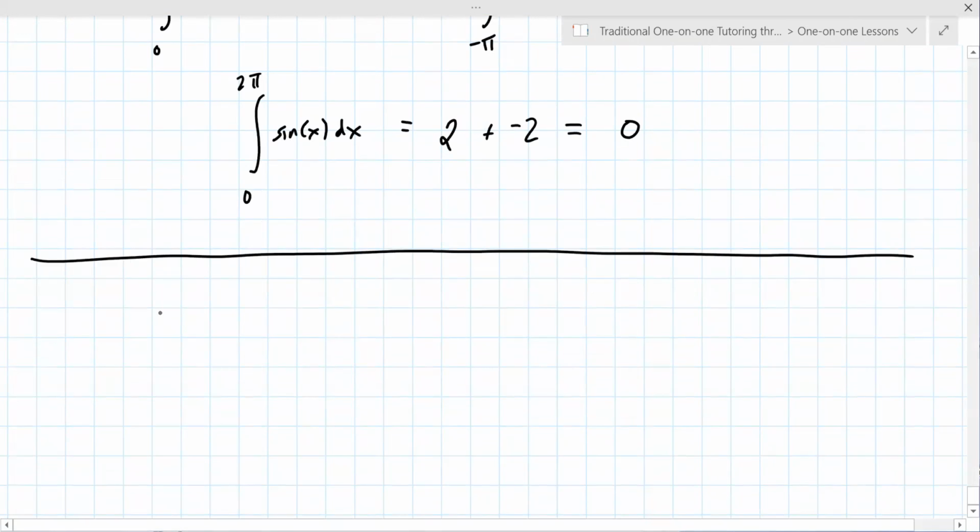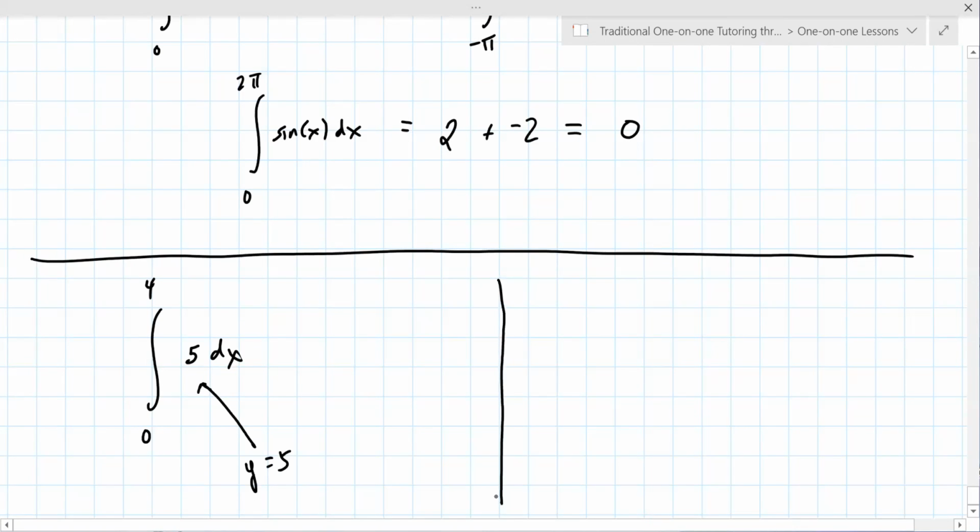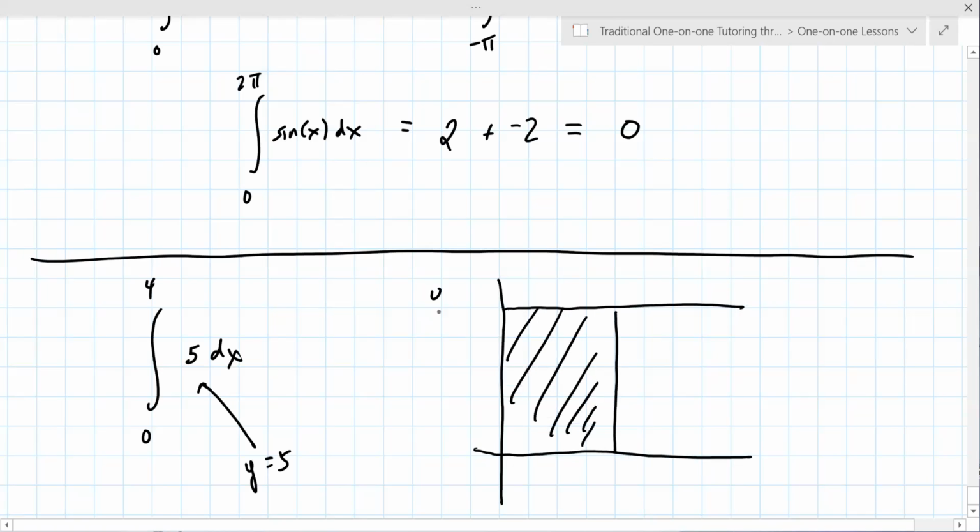Okay, so really quickly here, I probably don't have enough time for this, but let's say I want the integral from 0 to 4 of 5 dx. This right here is your function, y equals 5. What does y equals 5 look like? It's a graph of a horizontal line at 5. So from 0 to 4 is literally this rectangle here. You just do the area of the rectangle? Yep. So 20.